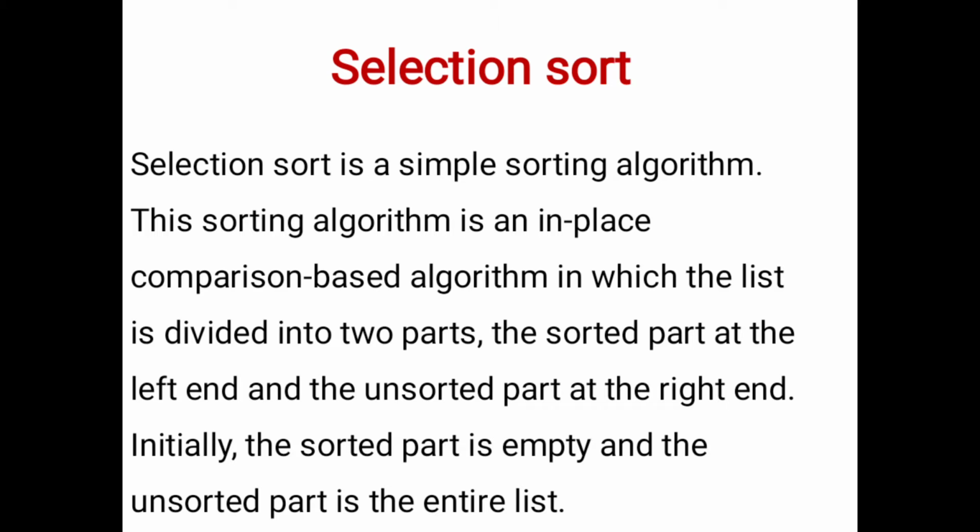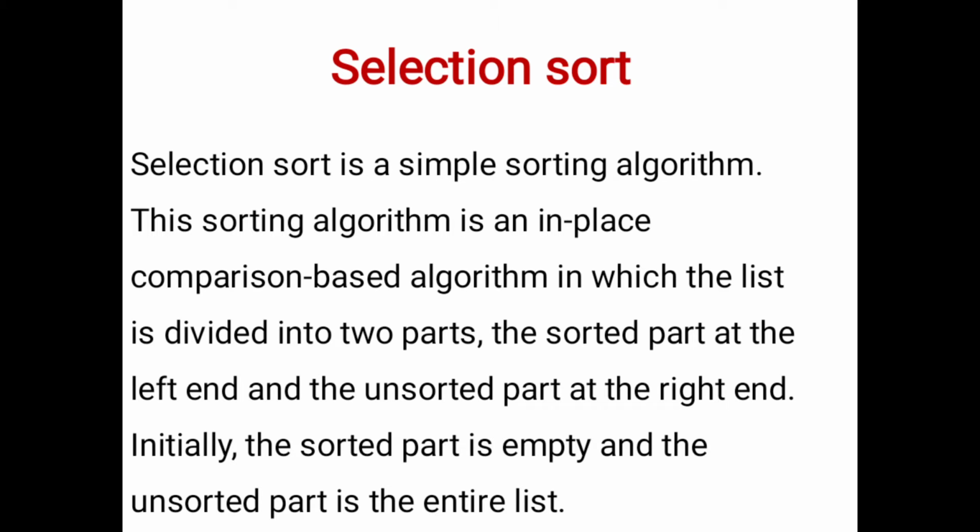Okay, so what is selection sort? Selection sort is a simple sorting algorithm. This sorting algorithm is an in-place comparison-based algorithm. That means if you have a list of n elements, how can you do the selection sort? Just by comparison of the given elements, then select the elements from smallest to biggest.